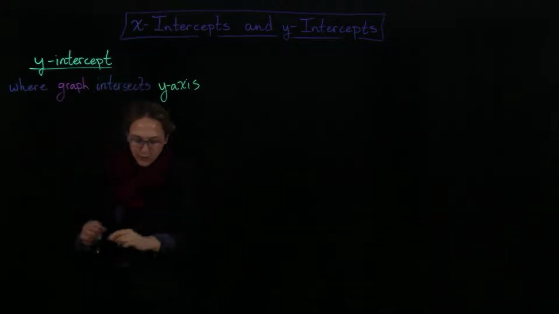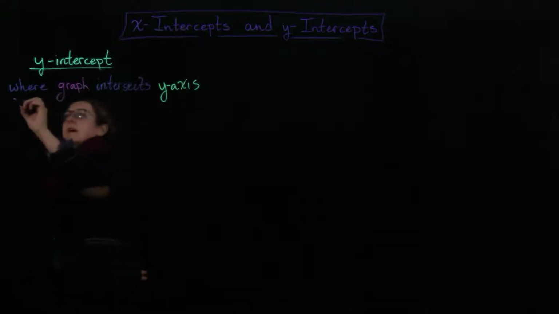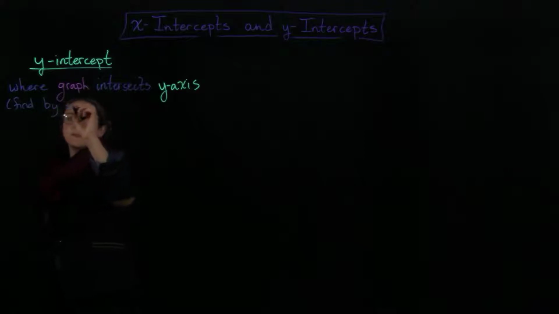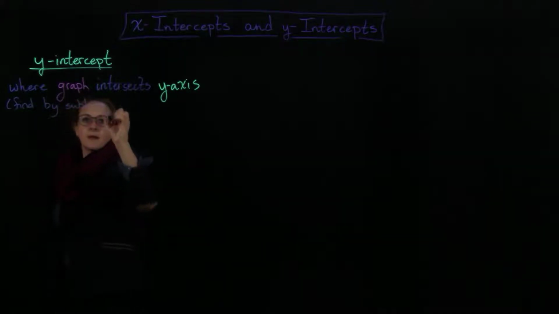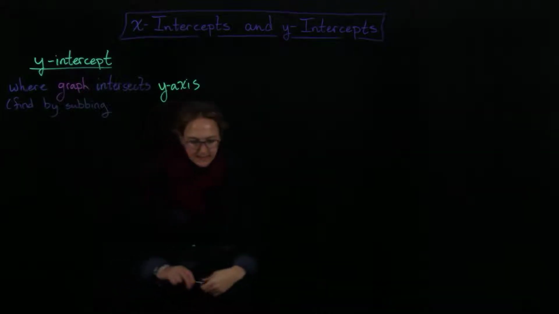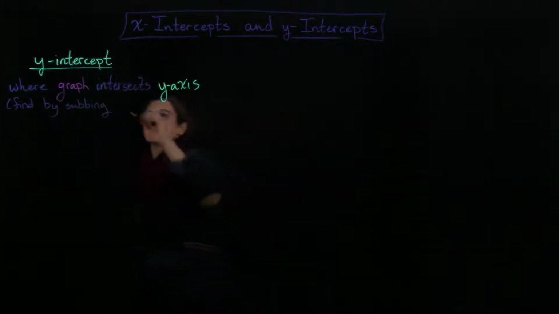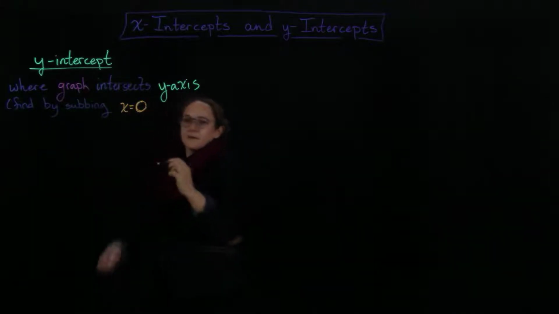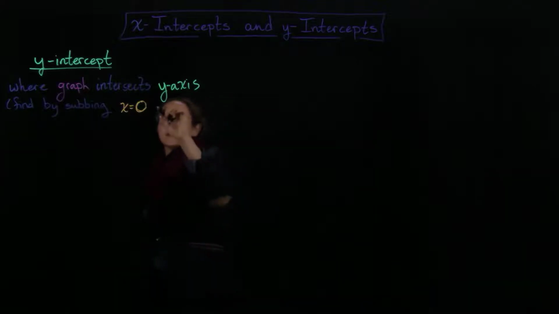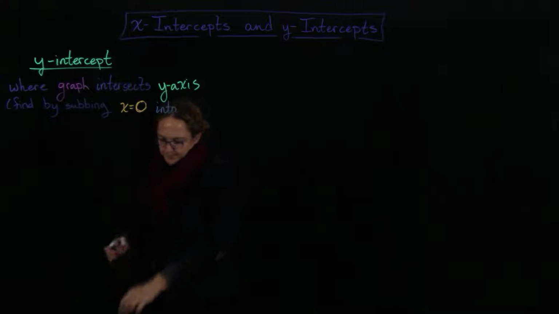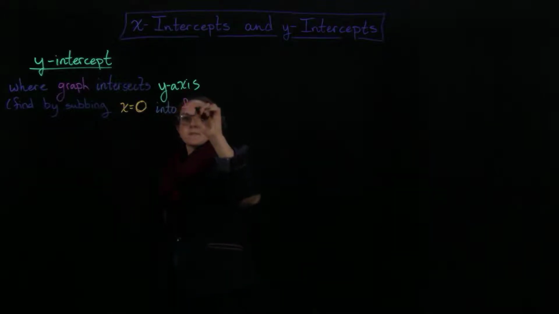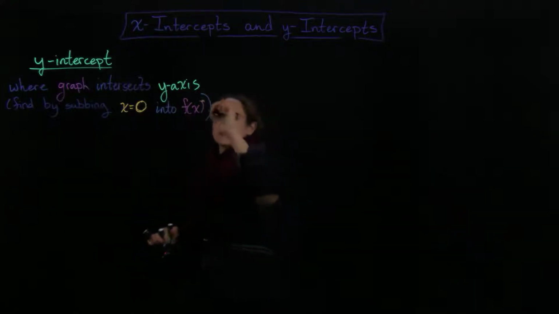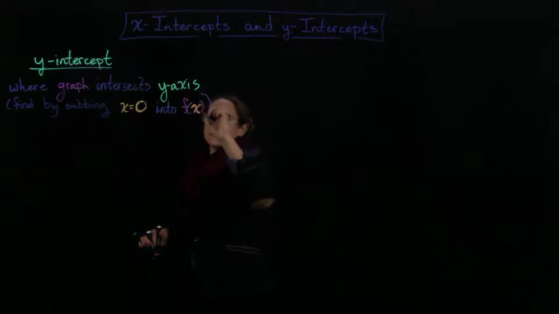And so how do we find this? That's the other important part: you're going to find this by subbing in. What you're going to want to sub in is x equals 0. So x equals 0. Things are going to disappear into f of x, so I'm going to show you this. Maybe we'll even make that orange to indicate that that's where it's getting subbed in.